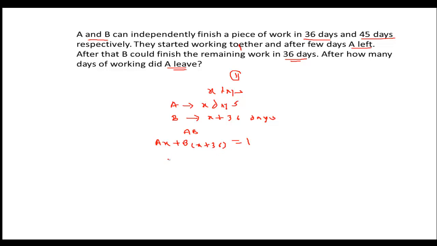So A's X days work will be X by 36 plus B's X plus 36 days work will be X plus 36 by 45. That is equal to 1, and if you solve this equation you get X is equal to 4 days, and therefore A leaves the job after 4 days.